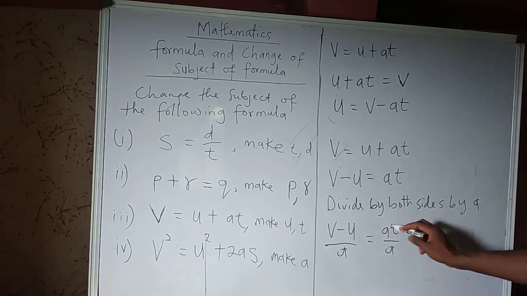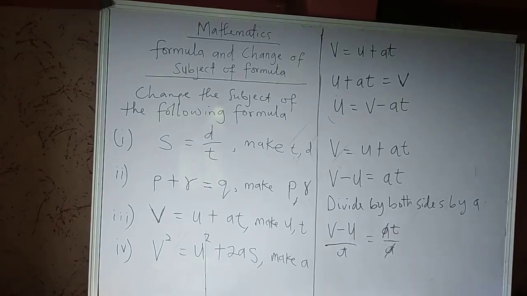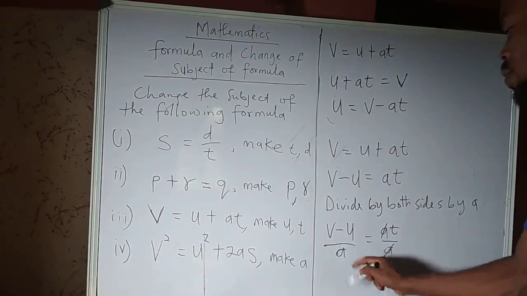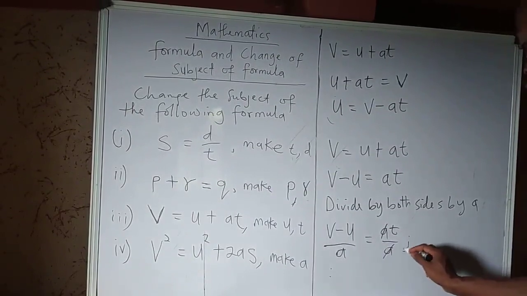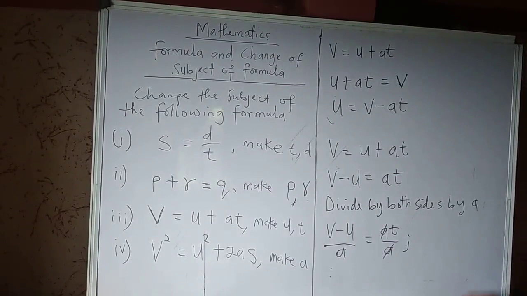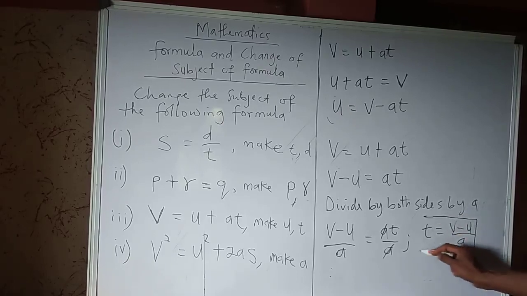Now this a cancels this a, so we are left with t. This is simply telling us that t equals v minus u over a. By this, we have made t the subject of the formula. You can see that.